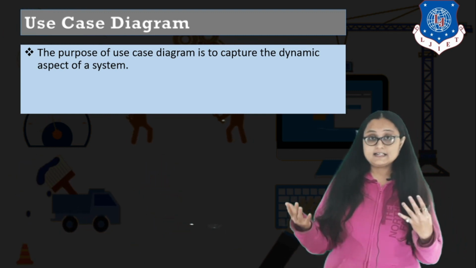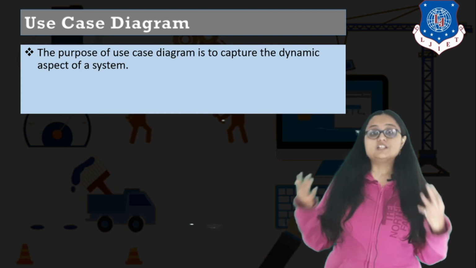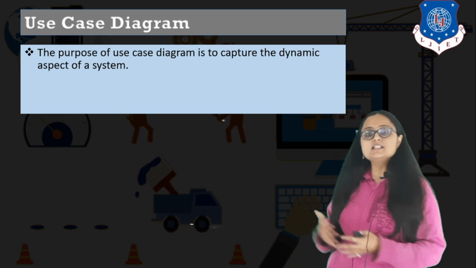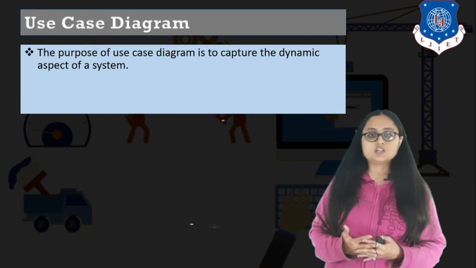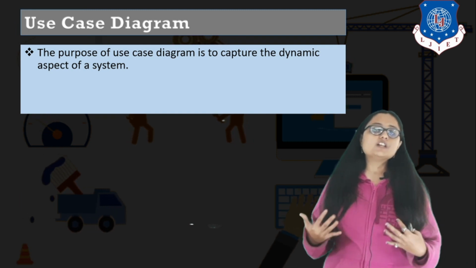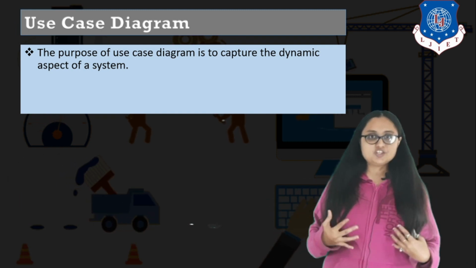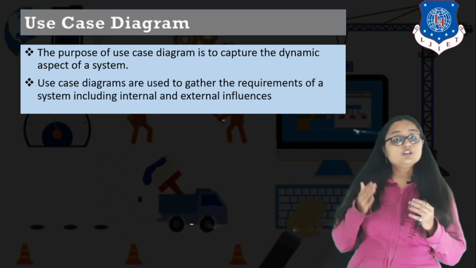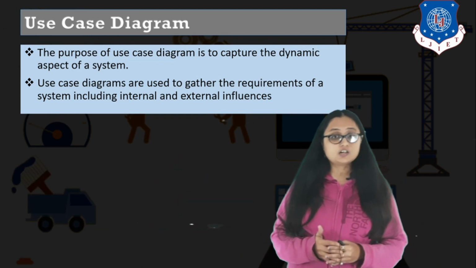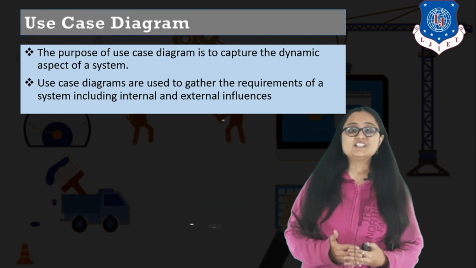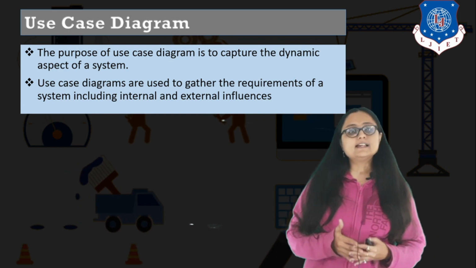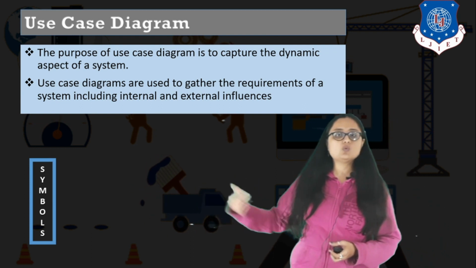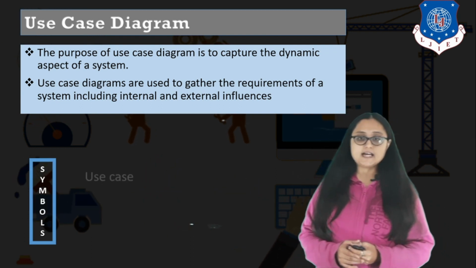Also you can categorize the diagrams into two major categories: dynamic diagrams as well as static diagrams. Use case is capturing the dynamicity of the system, because the user is doing something which you are capturing in the use case diagram, so the behavior of a use case is dynamic obviously. And use case diagrams are used to gather the requirements of the system, basically the functional requirements, including the external and internal influences, right?